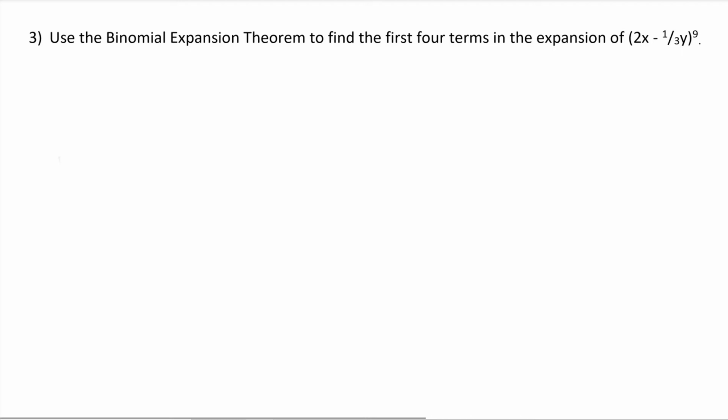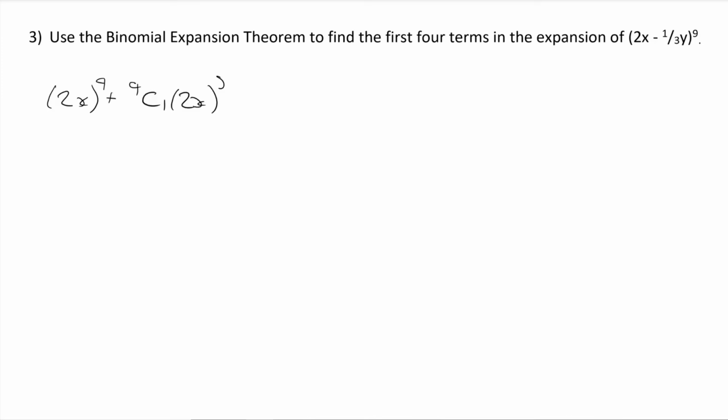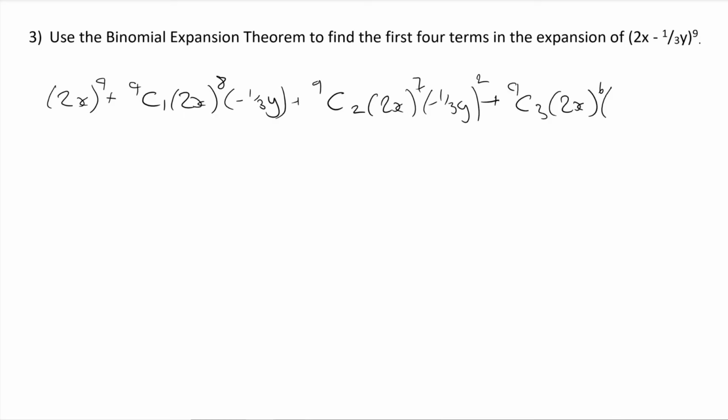We need to use the Binomial Expansion Theorem to find the first 4 terms in the expansion of 2x minus a third y all to the power of 9. So once again, we're just going to use our binomial expansion formula. That's going to equal 2x to the power of 9 plus 9c1 times 2x to the 8 times minus a third y, plus 9c2 multiplied by 2x to the power of 7 times minus a third y squared, plus 9c3 times 2x to the power of 6 multiplied by minus a third y all cubed.